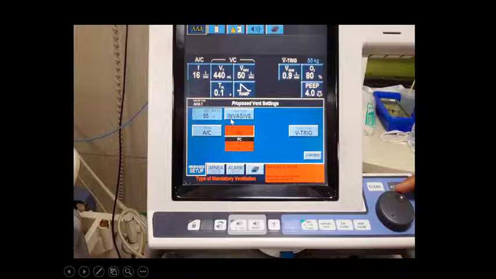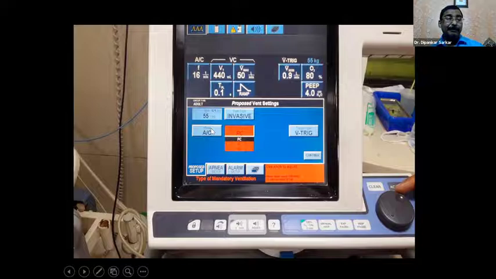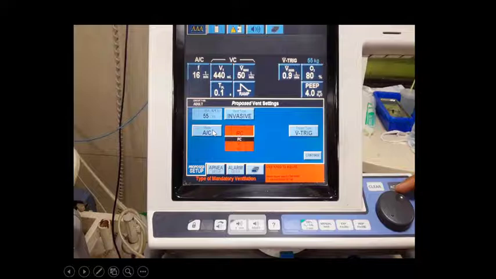Then what kind of setting do you want to give? It's a volume control, SIMV, or volume control, pressure control, like that. It's an assist control, SIMV, spontaneous, or pressure support mode. You just keep on taking the mode.